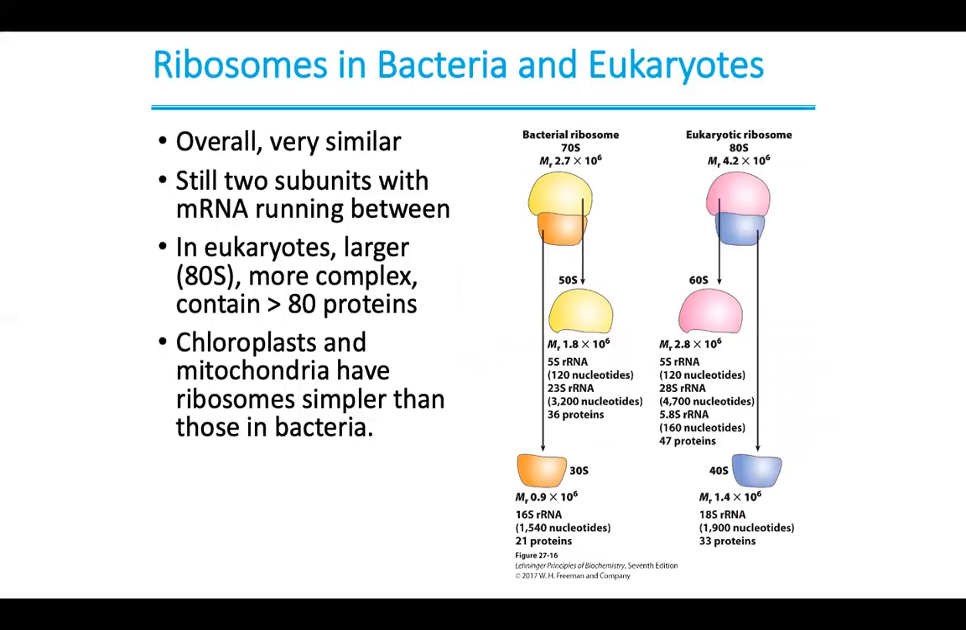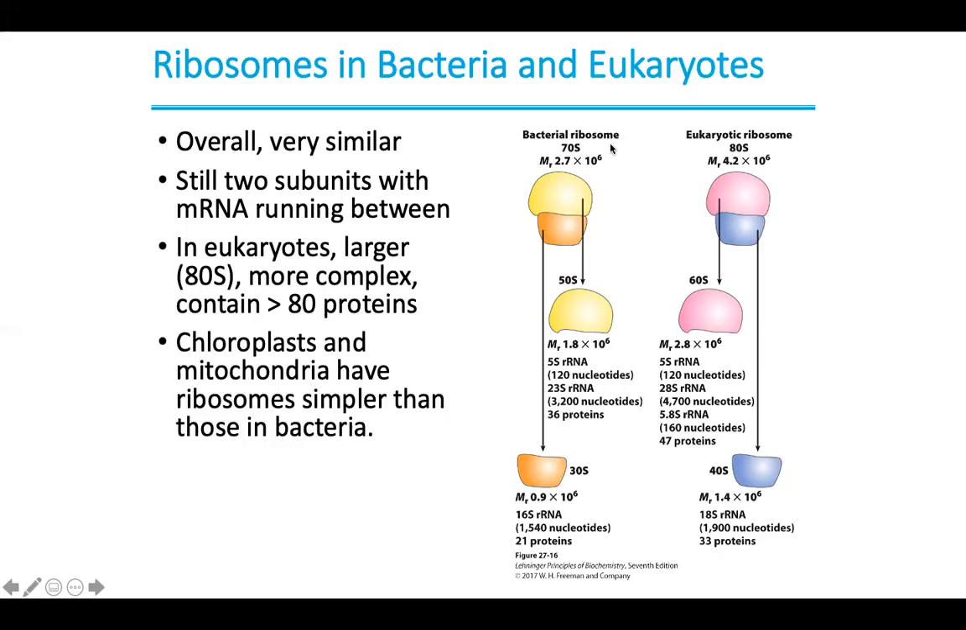The ribosomes in bacteria and eukaryotes are, overall, very similar, still two subunits with mRNA running between them. In eukaryotes, it's usually larger and more complex. It contains more than 80 proteins. Chloroplasts in plants and the mitochondria also have ribosomes, and they are simpler than those in bacteria. So the bacterial ribosome is the 70S ribosome, and the eukaryotic ribosome is the 80S ribosome.